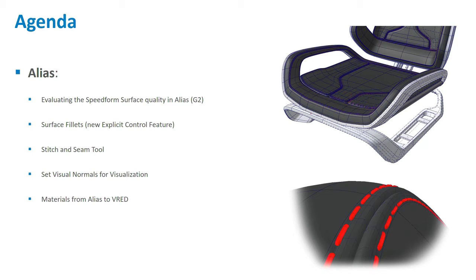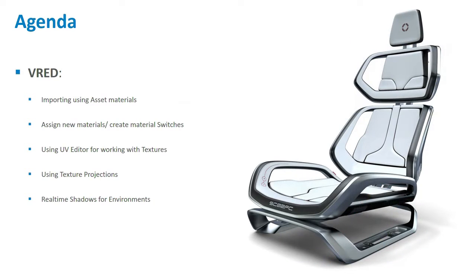After that, I'm showing you the surface fillet tool with a new explicit control feature, which is since the last version. Then I'm showing you the stitch and seam tool, showing you what kind of stitches we can create there. There is also a new tool called Set Visual Normals for visualization. And I'm showing you what I do with materials from Alias to VRED and what to take care of. Then in VRED, I'm importing the stuff using the asset materials. After that, I'm showing you how to assign materials, how to create material switches.